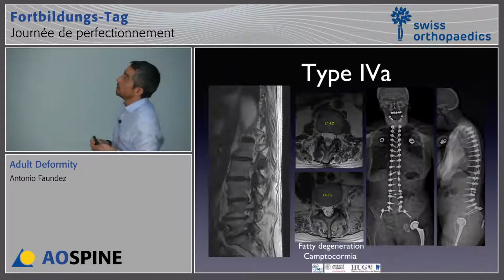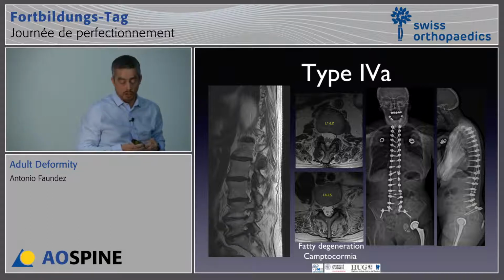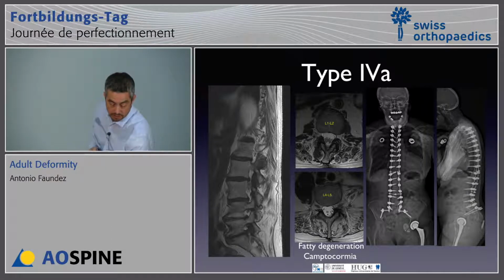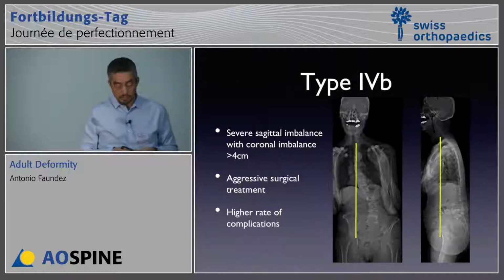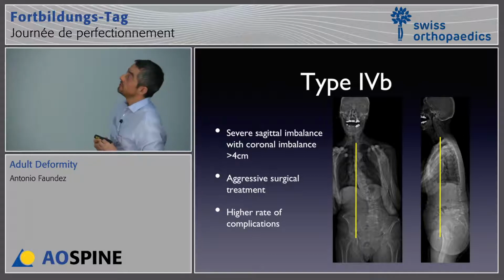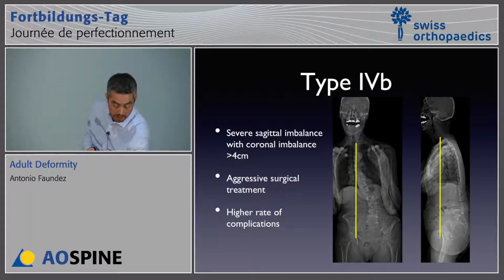This is a case of type 4A, where you have deformity due to camptocormia, so she did not have coronal imbalance. The completely weak bones, and it was necessary to fuse the spine from top to bottom because she absolutely had no muscles that were working, and this patient was completely imbalanced looking at the ground in front of her. This is a type 4B with the severe sagittal imbalance, this time in the coronal and the sagittal plane. Here also you need aggressive surgical treatment.